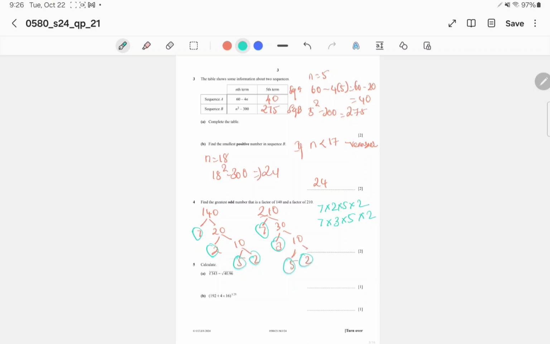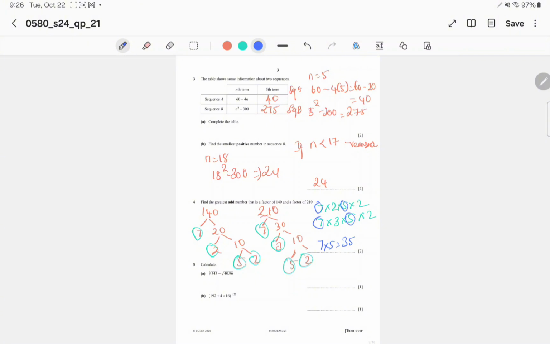Okay, so the odd numbers I am picking out from this. The odd numbers I am picking are 7 for both, and here it is 5. They are asking us for the greatest odd number. So 7 times 5 is 35. Okay, next question.